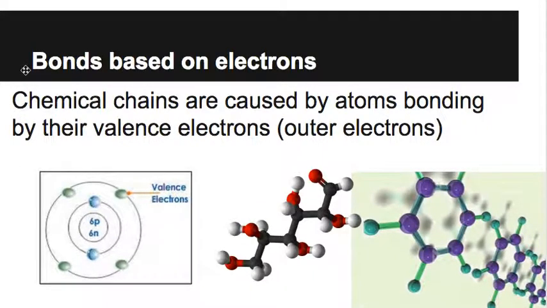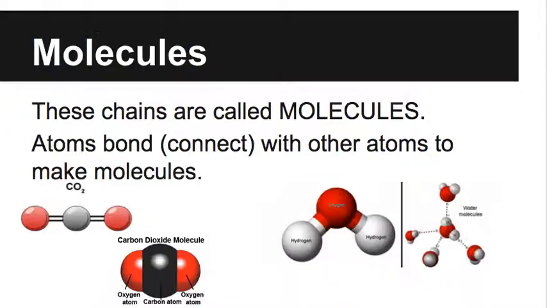All right, so bonds are based on electrons. Chemical chains are caused by atoms bonding by their valence electrons. You can't form a bond with another atom without sharing or exchanging electrons. So because of the shape of carbon and because of the number of valence electrons, it allows it to make really long chains, really long carbon chains. And we make all different types of molecules from that.